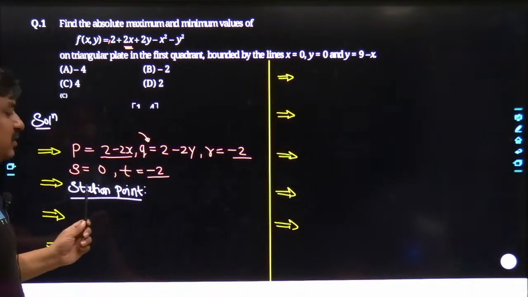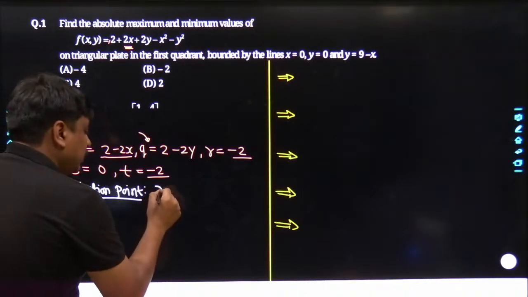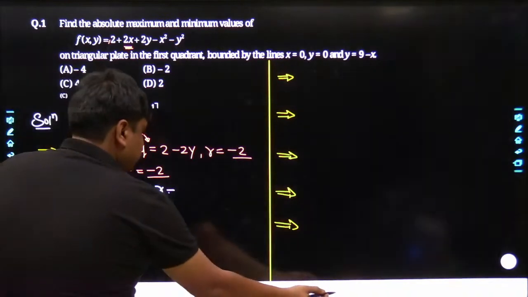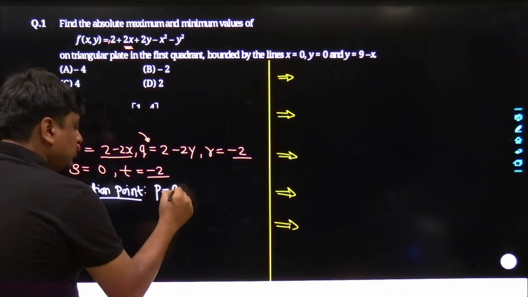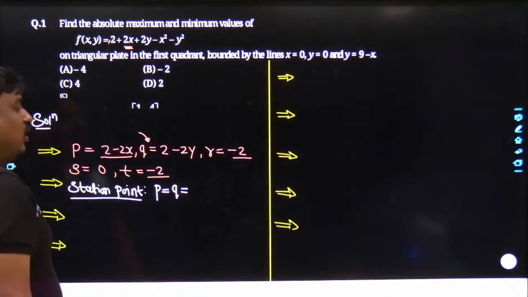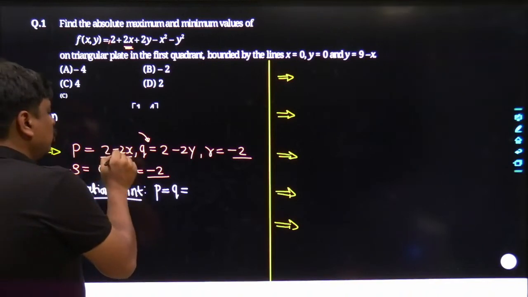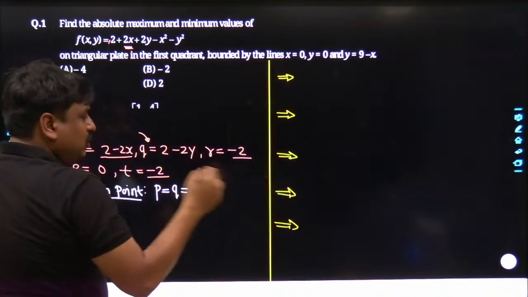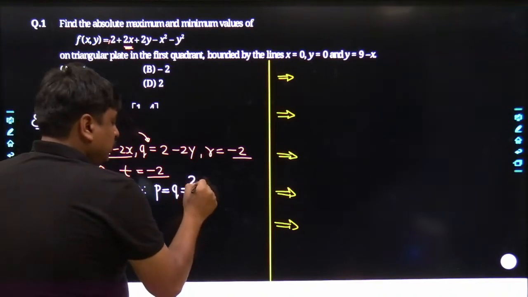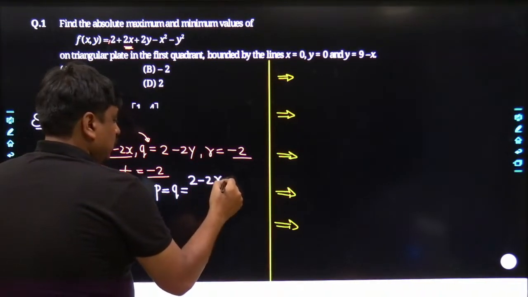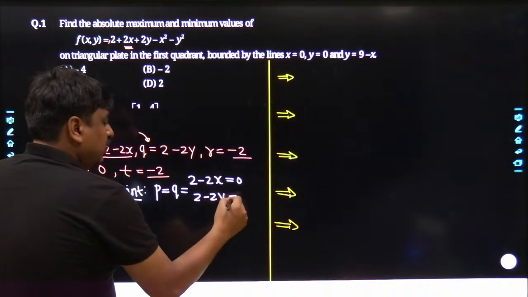Whenever we search for the stationary point of a bivariate function, I take the value of P, which is the partial differentiation of the function with respect to x, and similarly Q, which is the partial differentiation of the function with respect to y, and set them to 0. That means here 2 minus 2x has to be compared with 0, and 2 minus 2y has to be compared with 0. So the two outcomes which we get out of this: 2 minus 2x equals 0, 2 minus 2y equals 0.